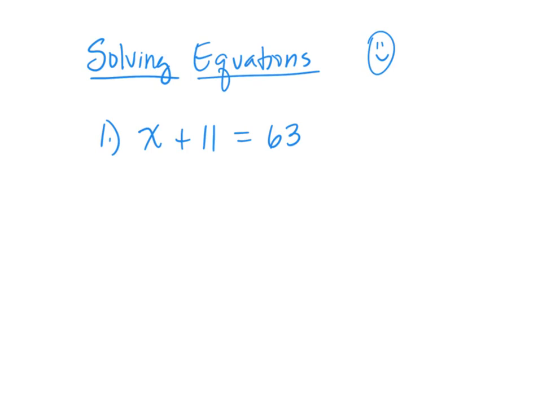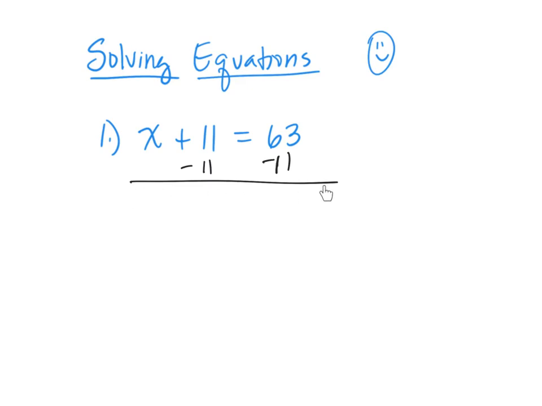So we will do that by performing the inverse operation. So the inverse of adding 11 is subtracting 11. So we're going to subtract 11 and make sure you subtract it from both sides, okay? Remember, this is an equal sign. It means that the left side is equal to the right. So whatever you do to one side, you have to do the same thing to the other side so that this equality will remain true.